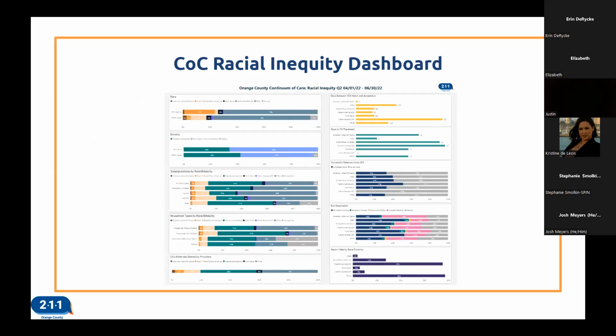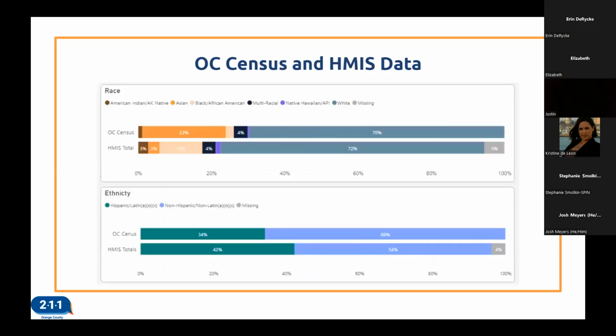This is what the dashboard would look like. This includes 10 data sets that we will review in the next following slides. We pulled the data from the previous quarter to provide this draft report, using OC census and HMIS data. When reviewing the race chart, please keep in mind that we are comparing the HMIS data to the OC census.